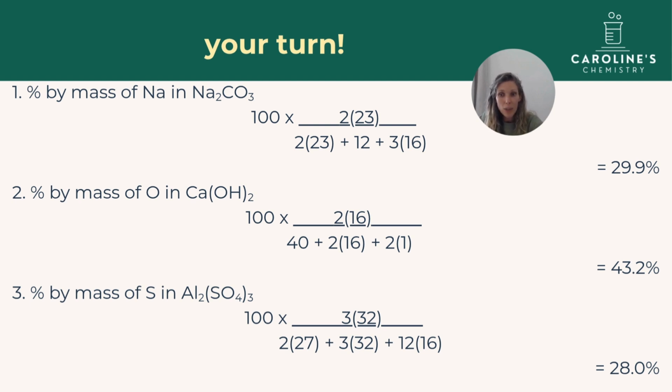So to find the mass of sulfur as a percentage in aluminium sulfate, we therefore have 3 sulfurs, so 3 lots of 32. Divided by the Mr of the entire thing, we have 2 aluminiums, 2 times 27, 3 sulfurs, 3 lots of 32, and for the oxygen, you have to do the 4 oxygens inside the brackets times by the 3 outside the brackets. So there we have 12 oxygens, 12 times 16.